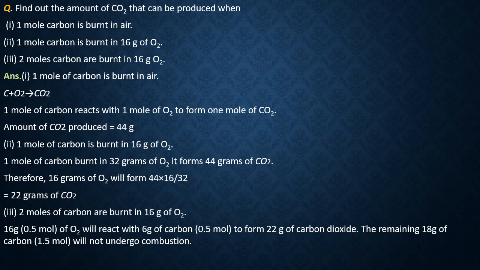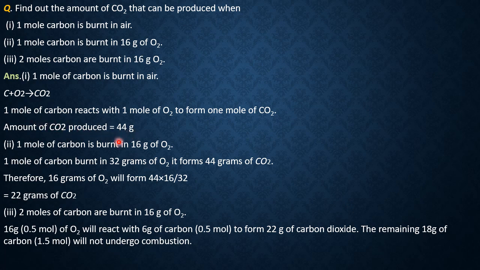For this, first you have to write, as I told in the previous discussion, in stoichiometry a balanced chemical equation is a must. So the balanced chemical equation for the formation of carbon dioxide is this one. Now, when 1 mole of carbon is burnt in air, how much CO2 is formed? See, 1 mole to 1 mole. So what is 1 mole? 1 mole is 44 gram. Therefore, the answer for question number 1 is 44 grams of carbon dioxide is formed from the 1 mole of carbon. So it is mole to mass.